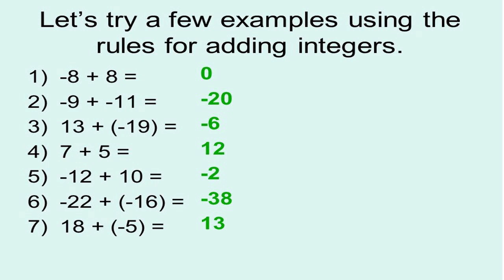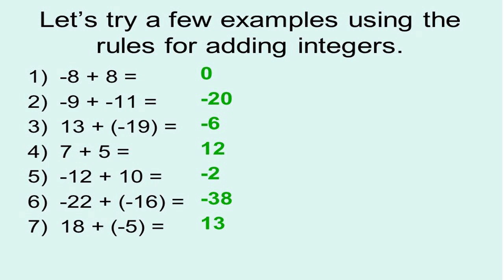Now minus 9 and minus 11 are to be added. Both are negative. So 9 plus 11 is 20 and the minus sign will be there. Then 13 and minus 19. Again, one positive, one negative. So 19 minus 13 is 6. 19 is greater. 19 is having a minus sign. So our answer will be minus 6. Next example is 7 plus 5. Both are positive. Very simple. 7 plus 5 is 12.